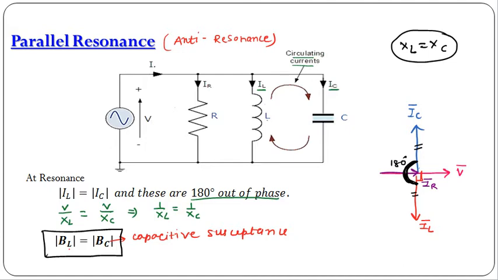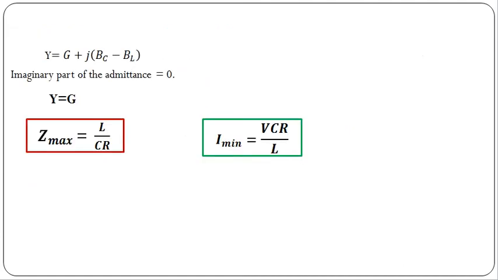Okay, now let us find out the total admittance under the resonance condition. We know that admittance Y is equal to G, that is conductance, plus j (BC minus BL). So at resonance this BC is equal to B of L. As a result, the imaginary part of the admittance will become 0. So this term will become 0. So we are getting Y is equal to G.